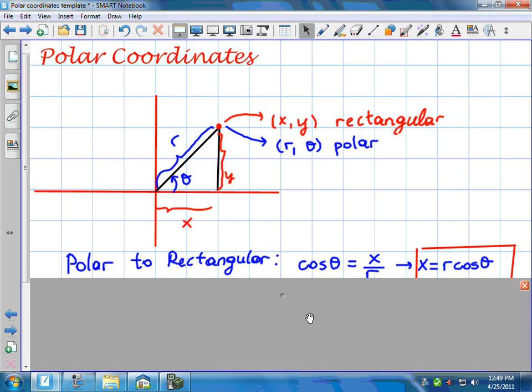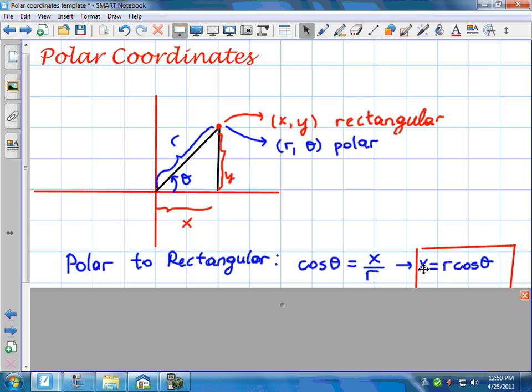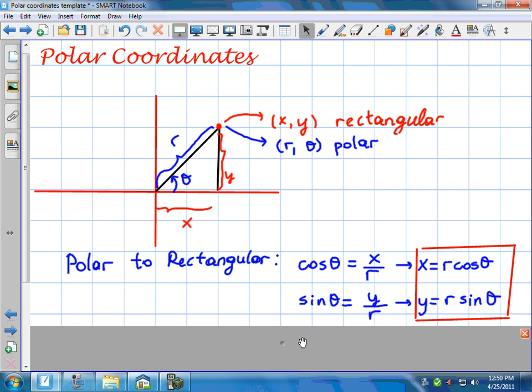Well, first of all, we have these coordinates. Can you look at this triangle and tell me, what is cosine theta in this triangle? Cosine is adjacent over hypotenuse, right? Adjacent is x, hypotenuse is r, so the ratio is x over r. So if you solve for x, you get x equals r cosine theta. That's one equation. And you can do the same thing with sine theta, right? What is sine theta in this triangle? Opposite over hypotenuse, which is y over r. So from there you can solve for y, and what do you get for y? y equals r sine theta.